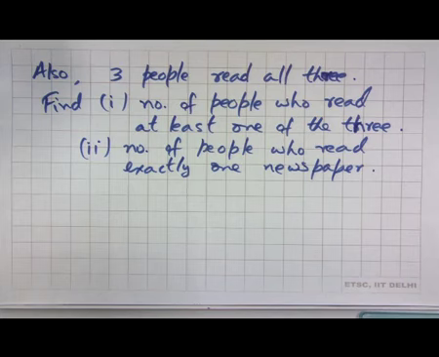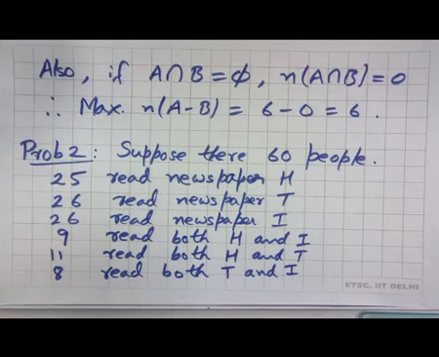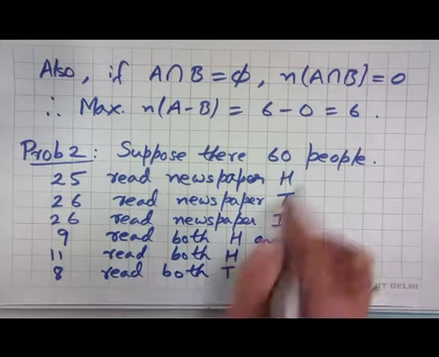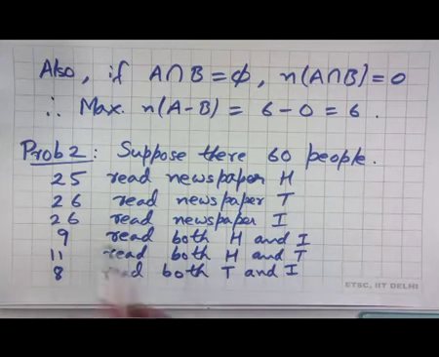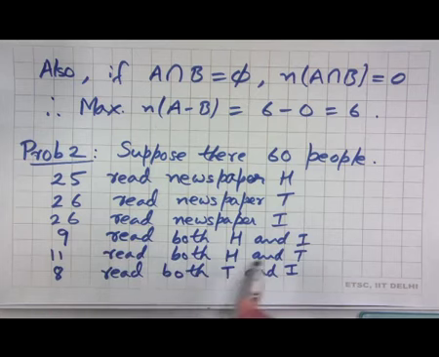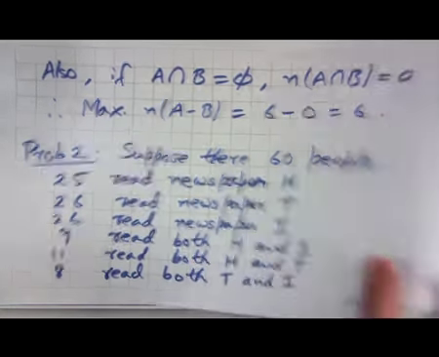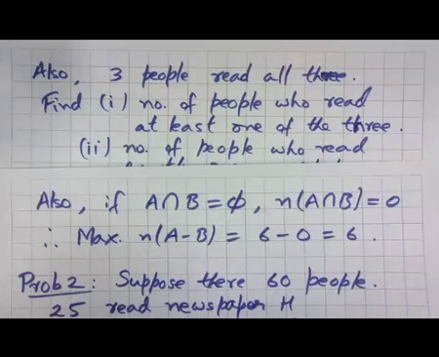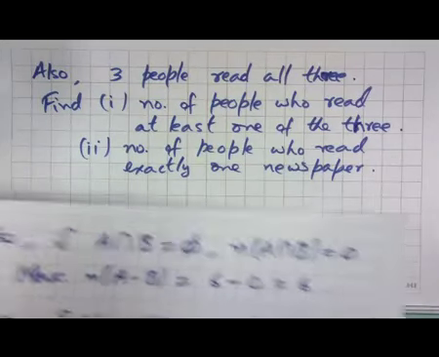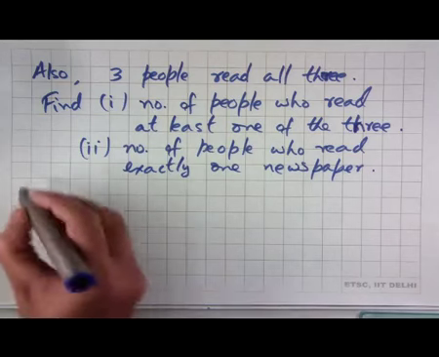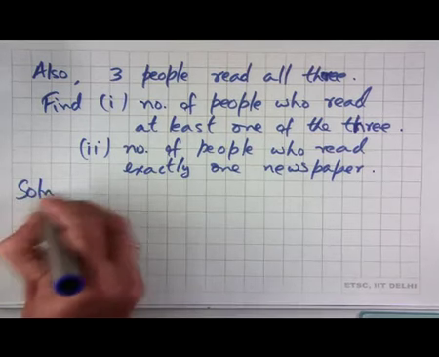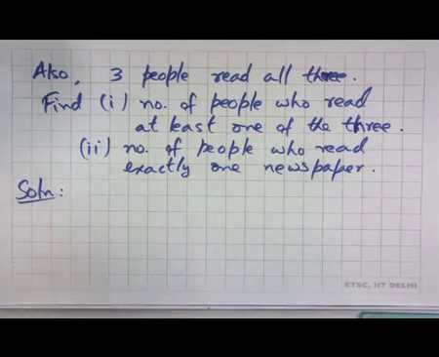Right. So, there is lot of information given. Let me show again. So, out of 60, 25 read H, 26 read T, 26 read I, 9 read H and I, 11 read H and T, 8 read T and I, and 3 read all 3. So, the best way to do this is you try to draw a Venn diagram.